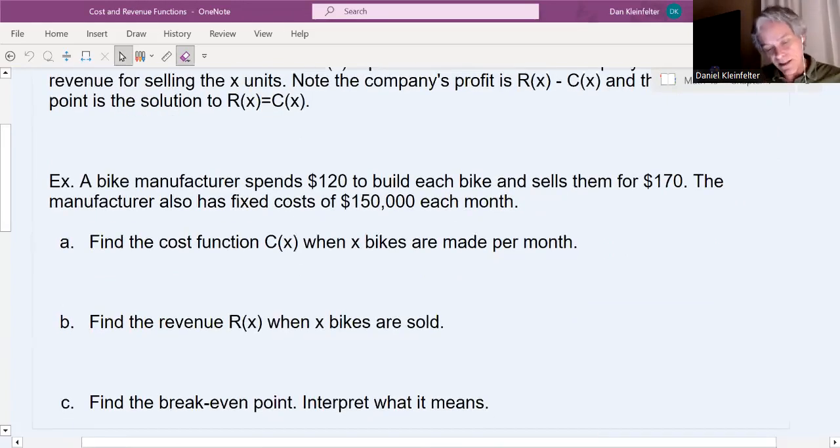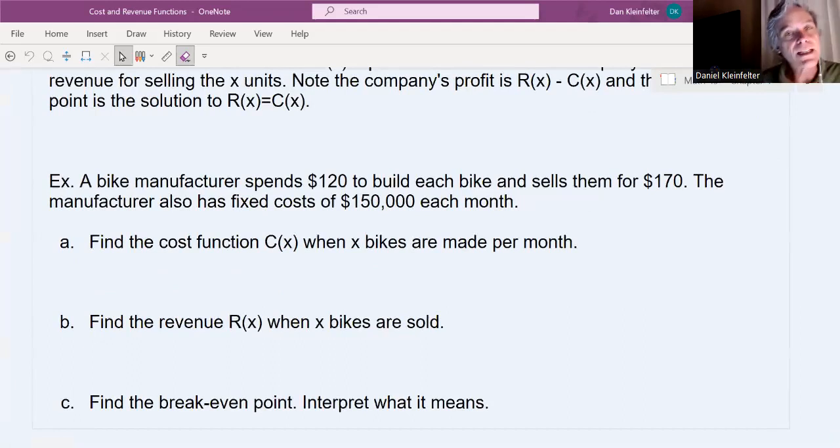So here it says a bicycle manufacturer spends $120 to build each bike and sells them for $170. The manufacturer also has fixed costs of $150,000 per month. Fixed costs are things that are independent of the number of bikes made, in this case, like the rent or the lease or the insurance on the building, health insurance for the employees, things like that that are independent of how many bikes are produced.